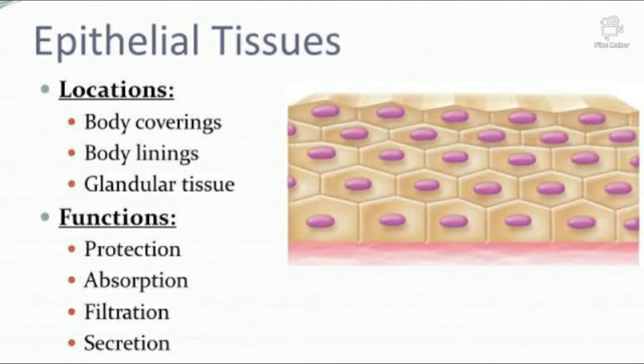So in short, we can see the location of epithelial tissues. They are found in body covering, body lining and glandular places. The functions are protection, absorption, filtration and secretion. So we can see that they perform a variety of functions that include protection, secretion, absorption, excretion, filtration, diffusion and sensory reception.